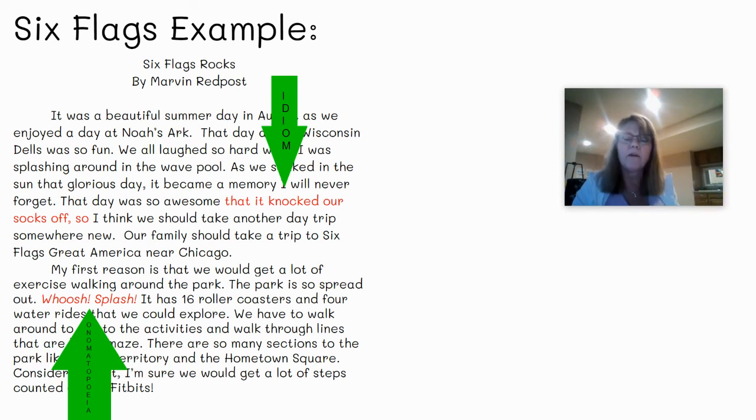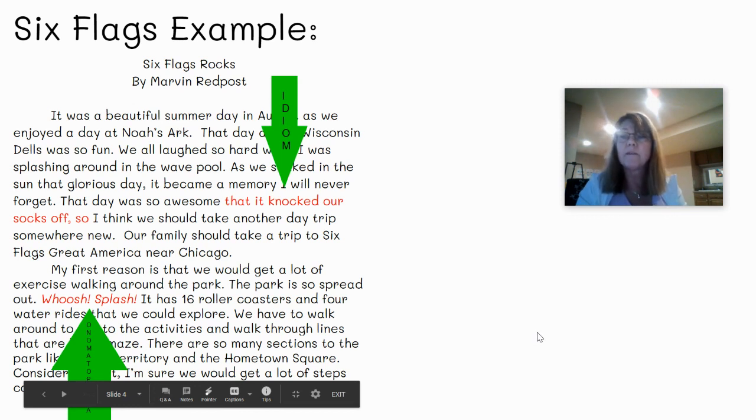Next week, we are going to be adding in 2 more types of figurative language that I think you will find will spice up your writing that much more. Good luck.